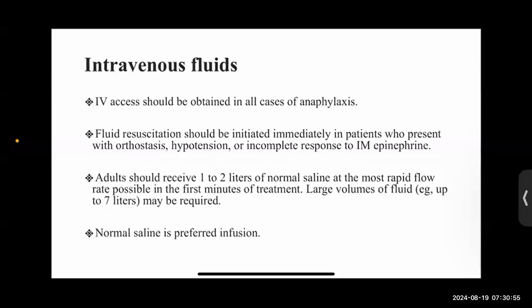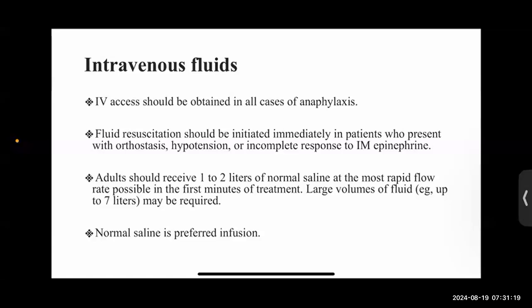IV access is going to be obtained and a high bore cannula is preferable. I'll commence fluid resuscitation, preferably normal saline for this patient. I want to commence fluid resuscitation for this patient. A preferable fluid is normal saline. I want to give about 1 to 2 liters of fluid within the first minute. So I want to rush the IV fluid.